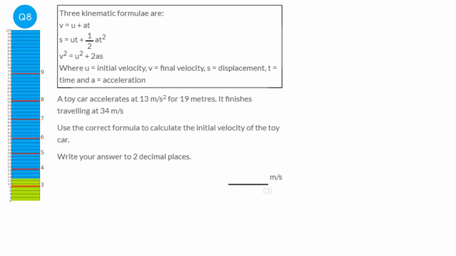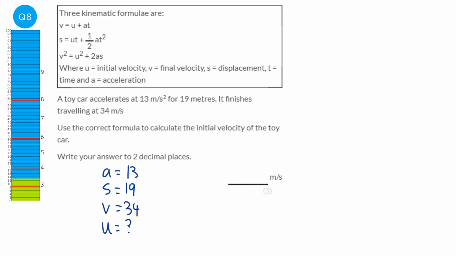So let's look through this question to see what information we're given and what information we're looking for. So we're given the acceleration is 13 meters per second squared. We're also given the distance is 19, and we're also given the end velocity, which is v, is 34. And we're looking for the initial velocity.